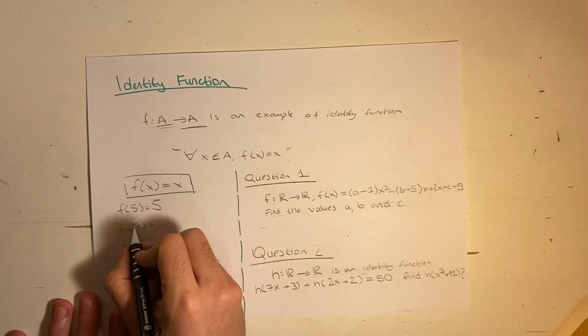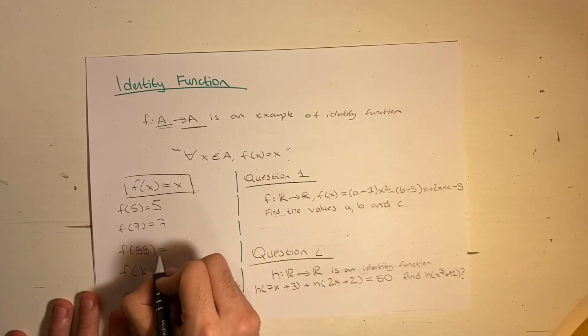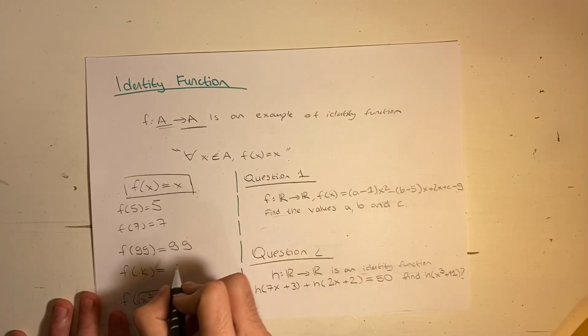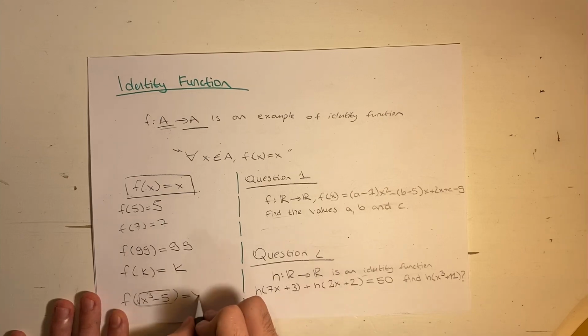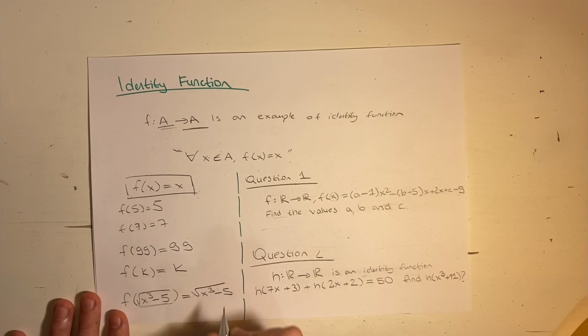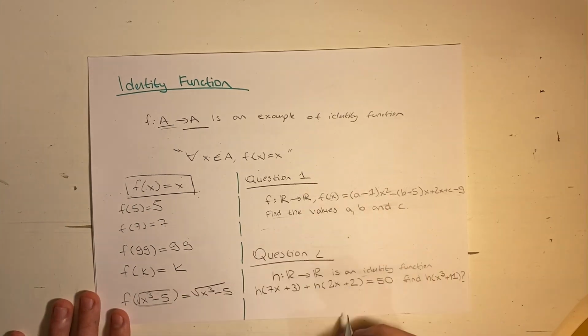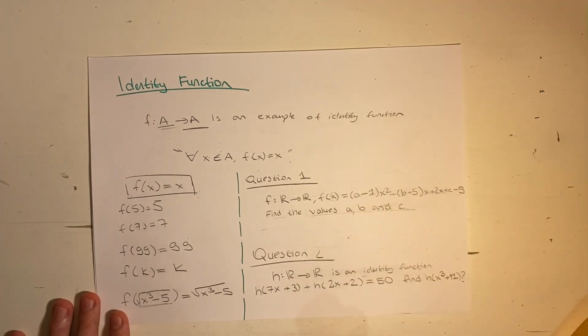Okay, so function 7 is 7. Function 99 is 99. Function k is k. This equation is same, x cube minus 5. And let's move on. Question 1. Question 1 is asking us to find the values a, b, and c.